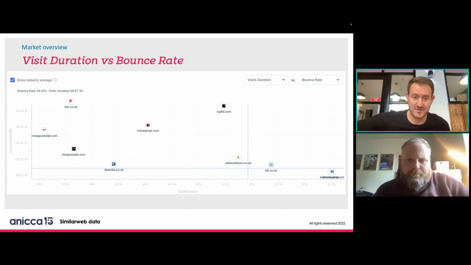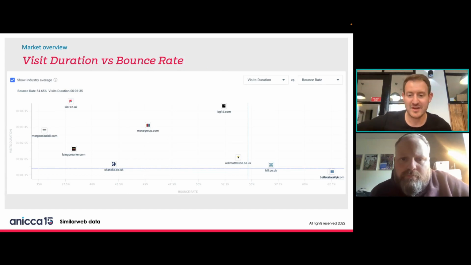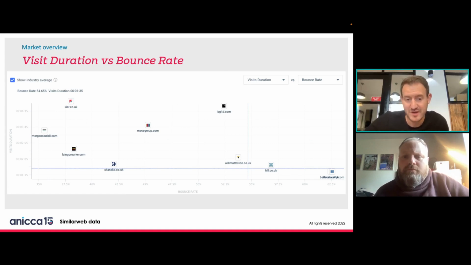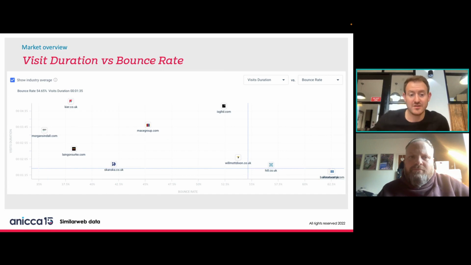Which then brings us on to visit duration versus bounce rate. There are a few different variations of this report, but this is the one that I personally feel is the most helpful. What we can see here straight away is a snapshot of the top 10 businesses with regards to traffic and how they perform from a visit duration point of view and also a bounce rate point of view.